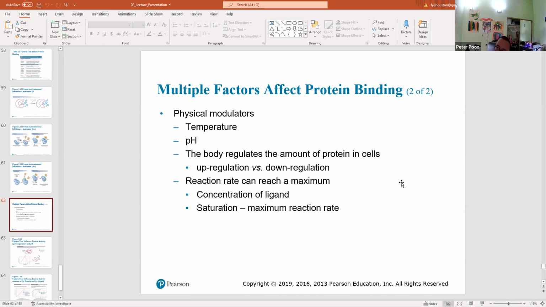Other factors that affect protein binding: temperature and pH. That is very, very, very important. You change the temperature, you change the pH, the protein will fold differently, and when it folds differently, the binding site may or may not be there, and therefore it may or may not work. If you change the temperature or pH dramatically from where it's supposed to be, then for sure it doesn't work.